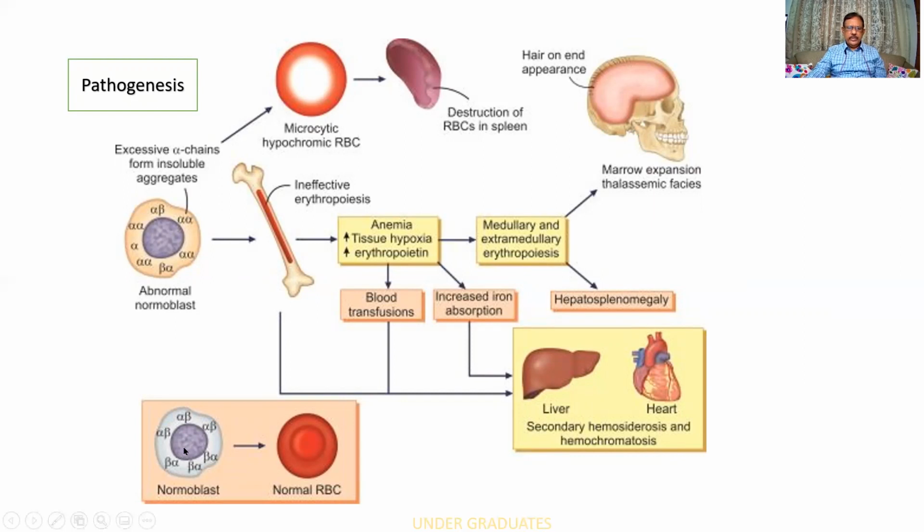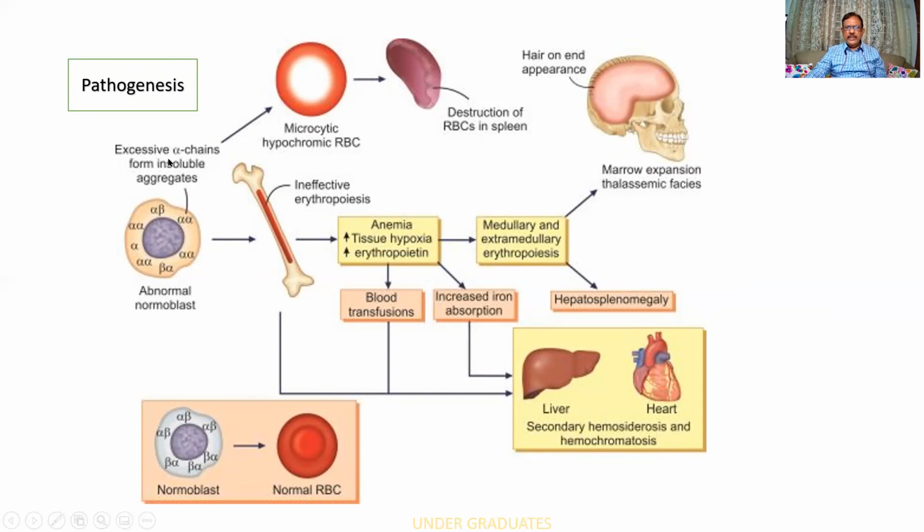So this is the normal cell that we are seeing. You can compare. There is a severe hypochromia and there is a normal RBC. So I would like you to kindly replay this and learn by heart. It is quite easy, the pathogenesis. I shall repeat it rapidly.